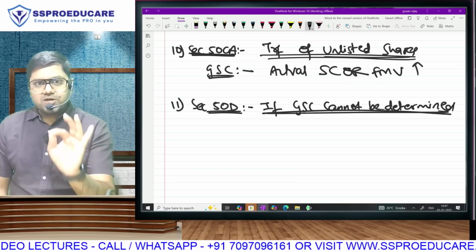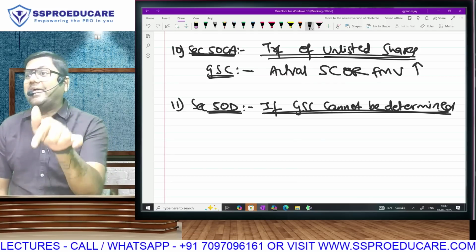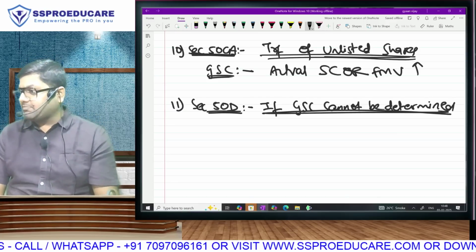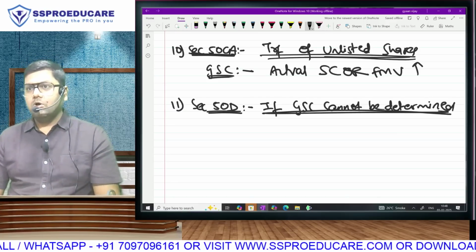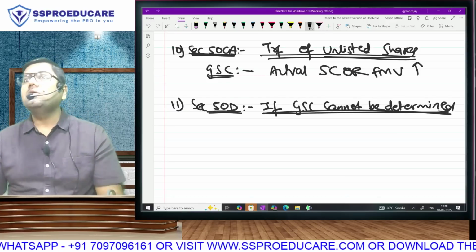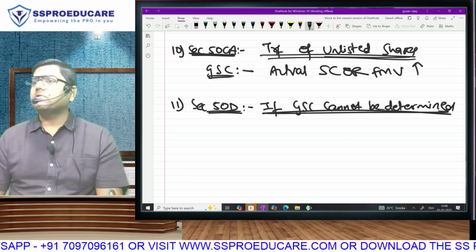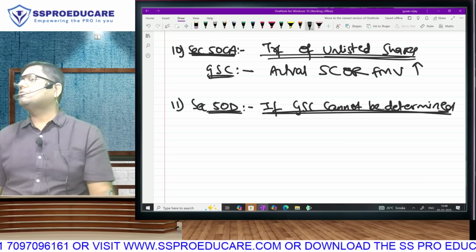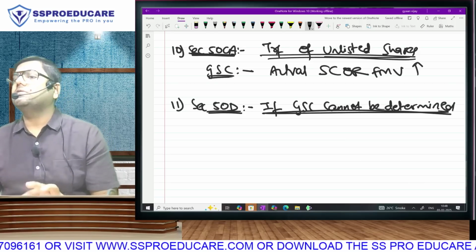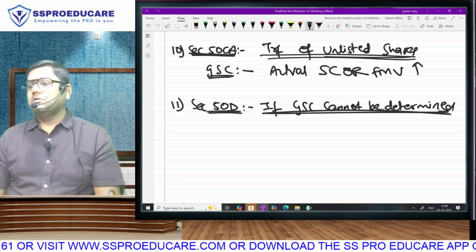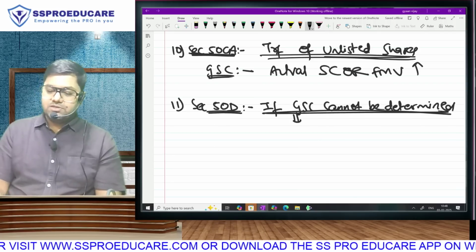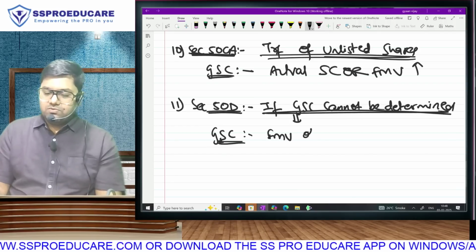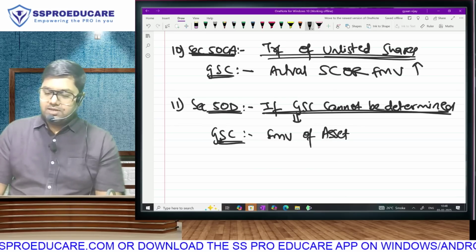See, one thing is for sure that sale consideration is not what you give, sale consideration is what you get. And if it is not possible to determine the value of what you get, you still have to pay tax. We are going to make a big compromise. This is stupid, nonsense, illogical. But believe me, the only logical thing here is that nothing else is possible. And thus we are going to take your GSC as, can you believe this? Fair market value of the asset.